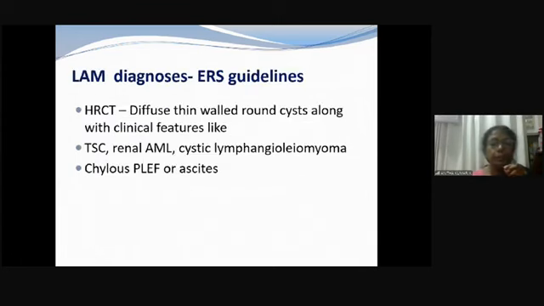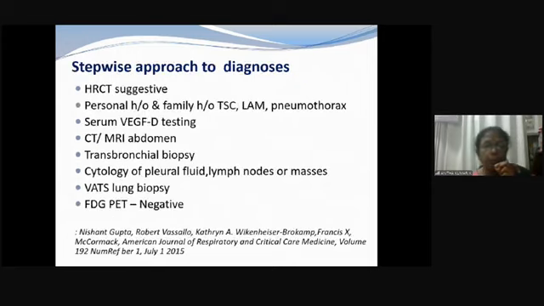So, according to the ERS guidelines, diagnosis of LAM can be made with certainty. You have the HRCT showing the typical cysts, and you have other features like tuberous sclerosis, renal angiomyolipoma, cystic lymphangioleiomyoma, or chylous pleural effusion or ascites.